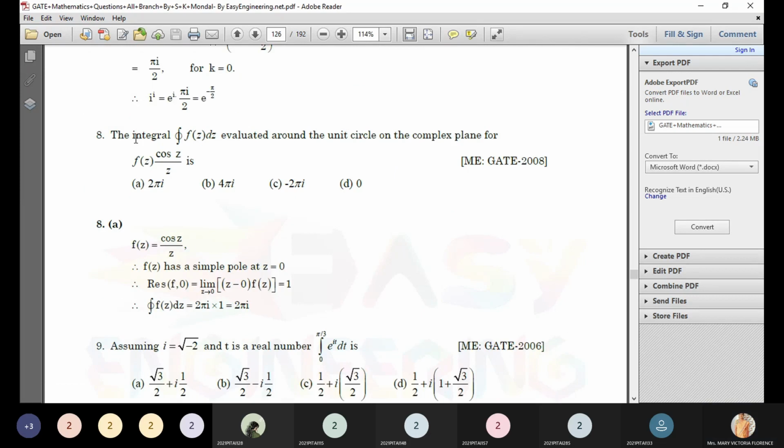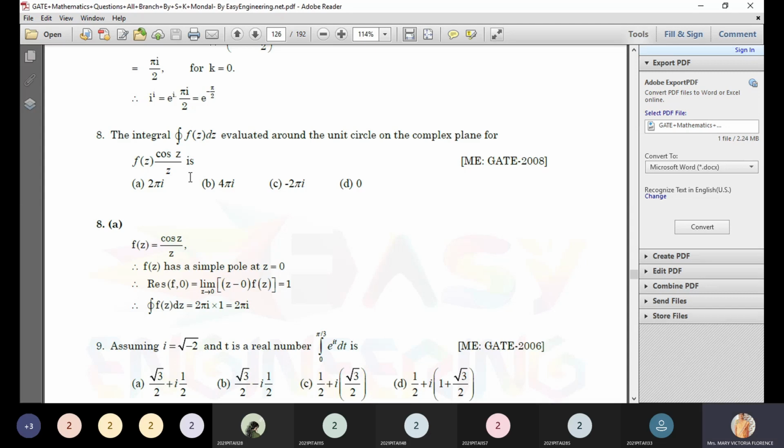Now the integral of f(z) dz evaluated around the unit circle on the complex plane for f(z) = cos z / z. We have to find the integral value. The function is f(z) = cos z / z. The denominator z can be written as z − 0. Therefore, f(z) has a simple pole at z = 0. Now we have to find the residue of f at the simple pole 0.